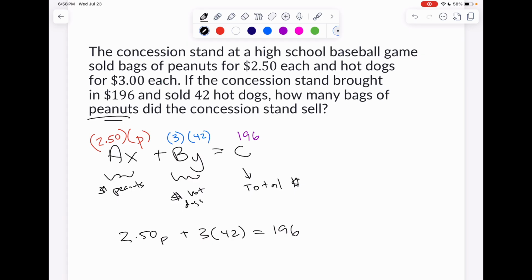But the idea here is to notice that this one has 2 rates of change. The more peanuts I sell, my total goes up by 250. The more hot dogs I sell, my total goes up by 3. We have 2 rates of change and 2 sets of variables that are attached to it.